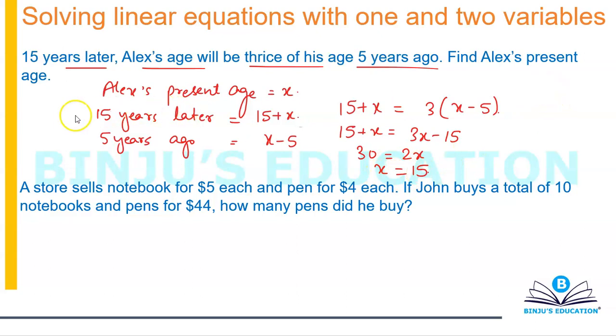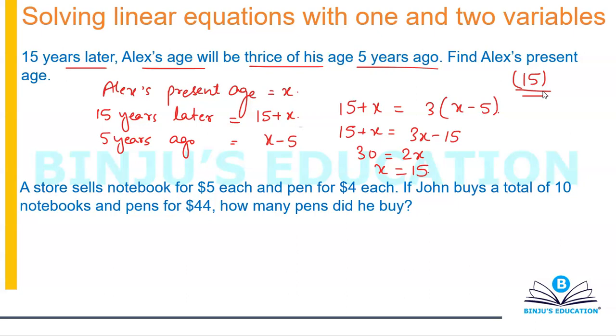So Alex's present age is equal to 15, hence the answer to this question is 15. They could have also asked you to find Alex's age 10 years after, or 10 years before, or 20 years after, or 12 years before. They can ask you any question.